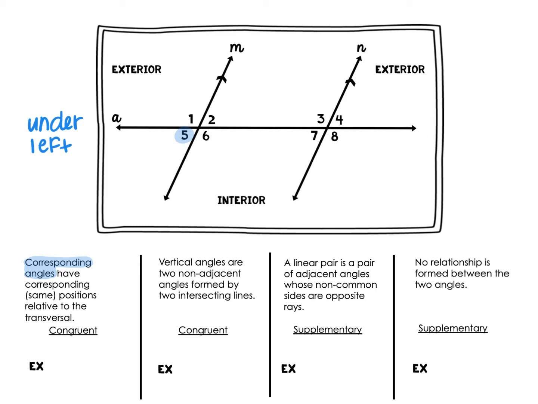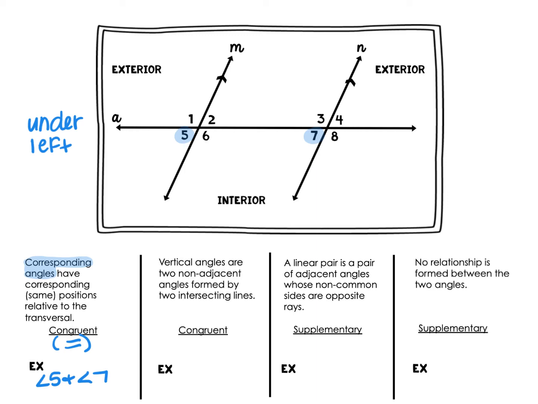However, angle 6 and angle 8 are to the right of a parallel line. So angle 7 is the corresponding angle because that is also under the transversal to the left of the parallel line. So angle 5 and angle 7 are a set of corresponding angles, and these are congruent, meaning they would be set equal to each other.